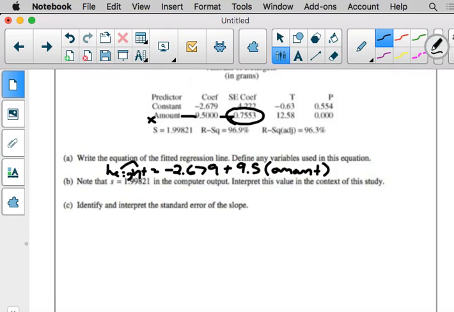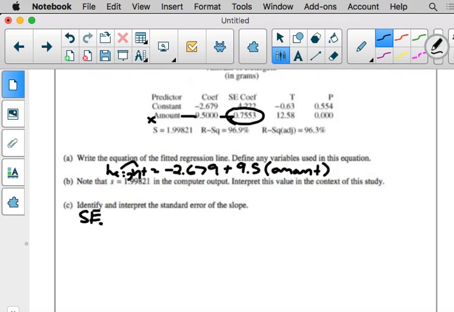Now, what does it mean? We've talked about standard error before, standard error of the slope or of the proportions or of the means. Whenever we're doing statistical inference and sampling, standard error is the idea of taking many samples. It is the average variation of it from the true value.